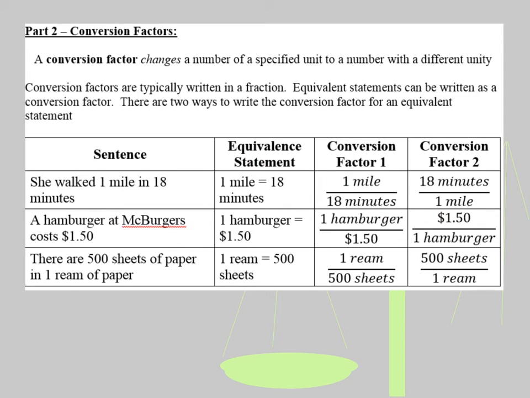And finally, 1 ream equals 500 sheets. I can have 1 ream on the top and 500 sheets on the bottom. I can have 500 sheets over 1 ream. Okay, so each equivalent statement can be written in 2 conversion factors or 2 fractions. So now it's time for you to go ahead and pick some of the equivalent statements you wrote from part 1 and turn them into conversion factors. You can pause, write your conversion factors, and then move on.